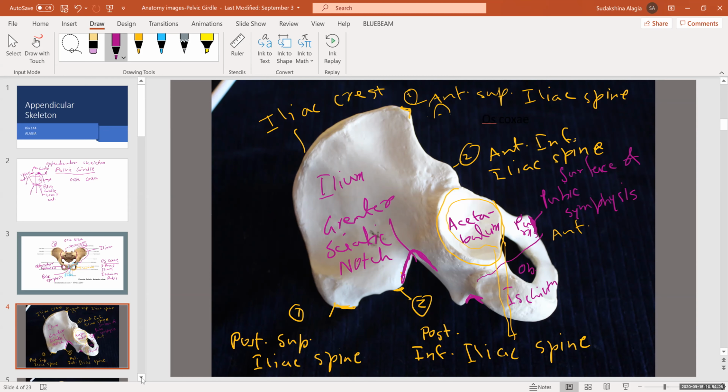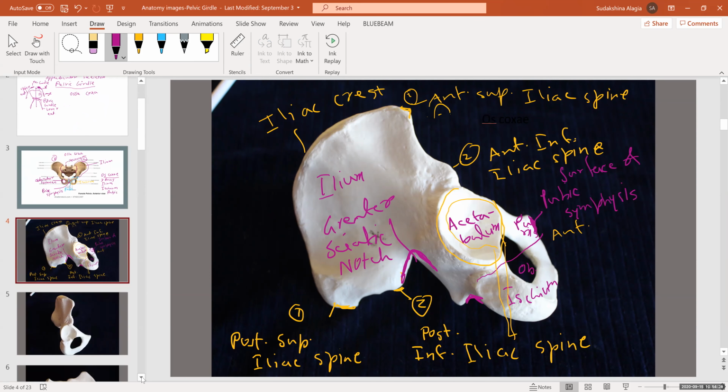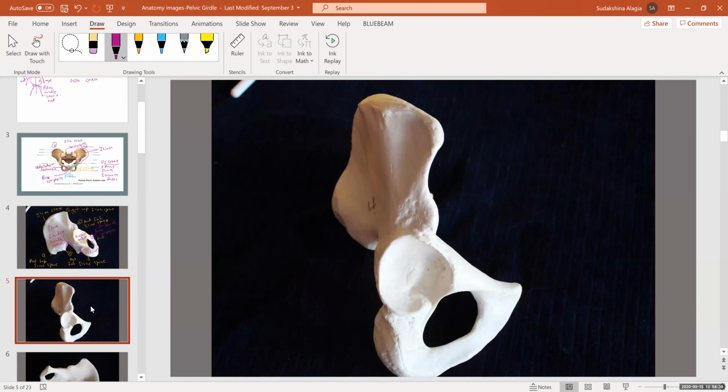True pelvis versus false pelvis. So I just have the bone turned in different ways here, just to show you again how it will articulate, what the iliac crest looks like. See how it's really like a ridge, the iliac crest.